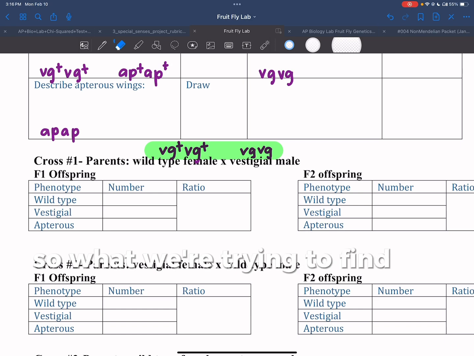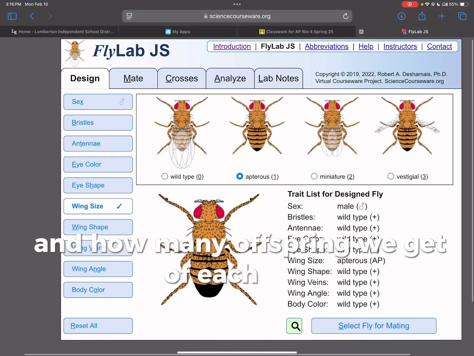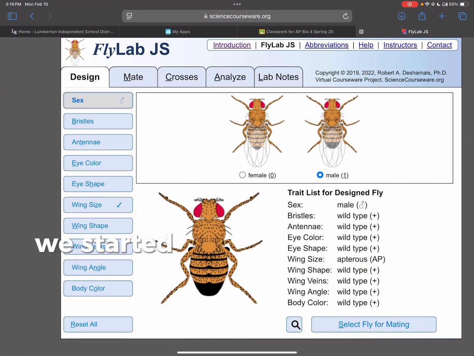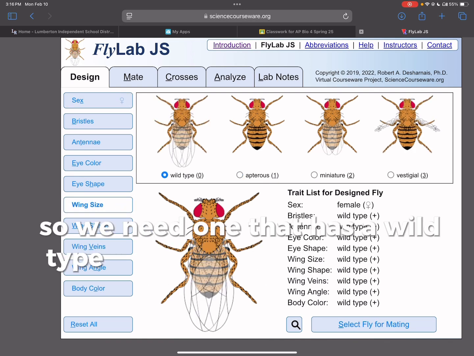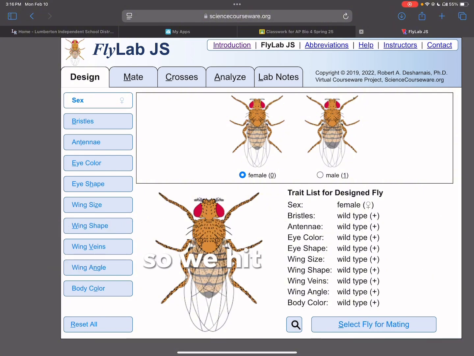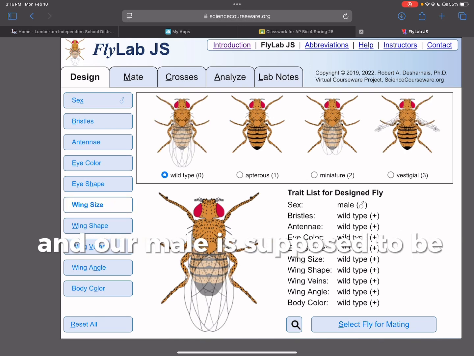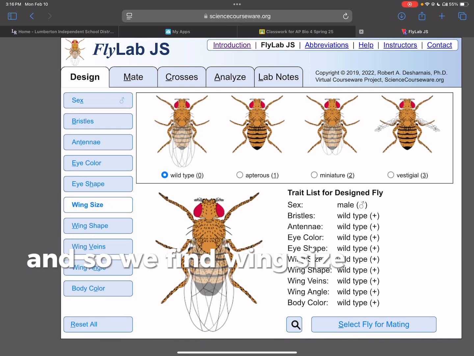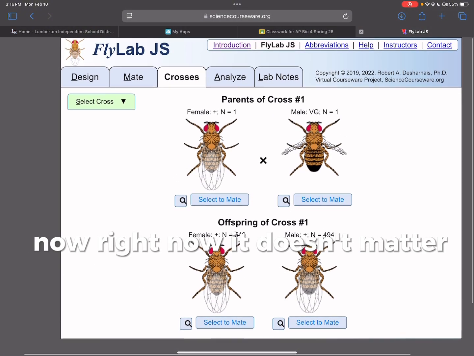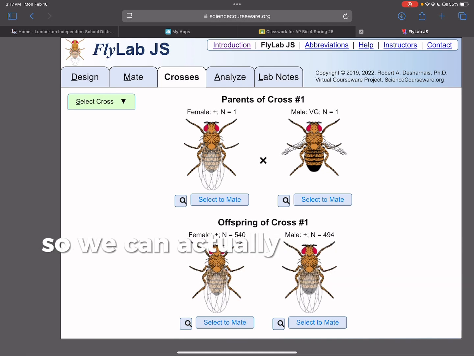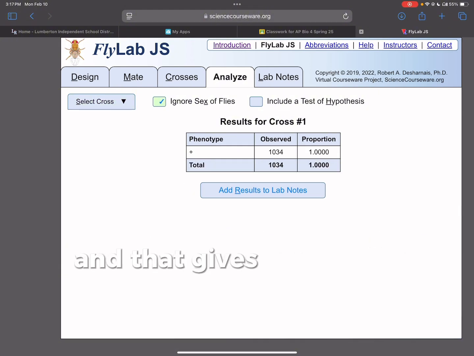So what we're trying to find now, we're trying to do these crosses and see what our results are and how many offspring we get of each type. And so we're going to start here. We started with, it said a female that was normal. So we need one that has a wild type female, which is what we have. So we hit select. Then we hit design fly to find our male, and our male is supposed to be vestigial. And so we find wing size, vestigial, and we select that fly and we make them. Now right now it doesn't matter male versus female, and so we can actually kind of skip this part and go to analyze and ignore the sex of flies. And that gives us our total.